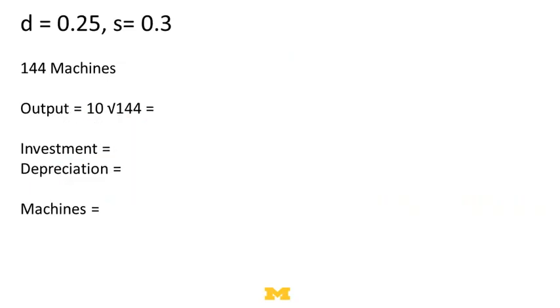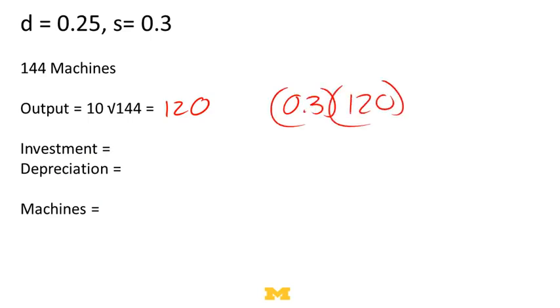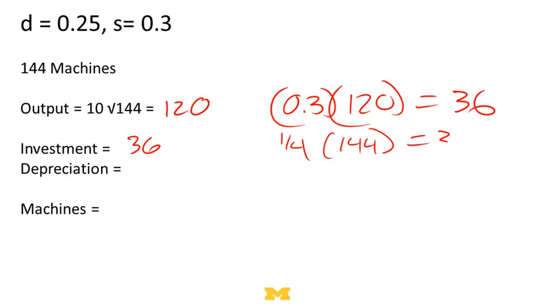Okay, nothing complicated. Let's just check. So we got 144 machines. What's my output? Well, it's just 10 times the square root of 144, so that's 120. So what's my savings? How much do I invest in new machines? Well, I take 0.3 times 120, which is 36 new machines. What's my depreciation? Well, that's 1/4 of 144, which is also 36 machines. So I invest in 36 machines, 36 wear out, so the total number of machines is still 144. So 144 is an equilibrium.